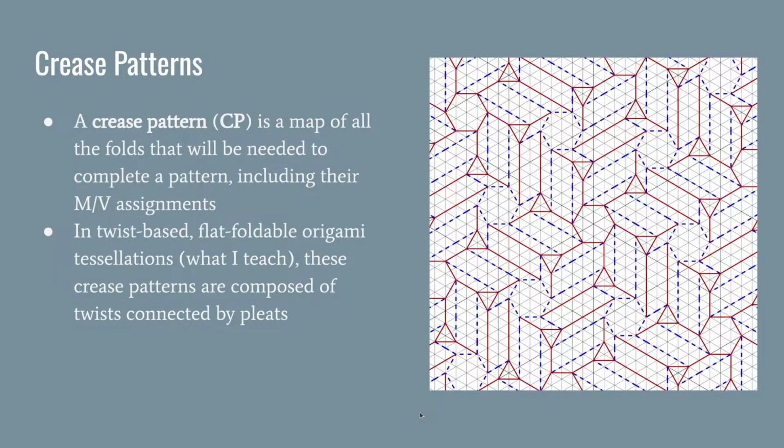And then there's crease patterns. We've seen some crease patterns earlier for the pleats and pleat intersections and twists. This is a map of all the folds that will be needed to complete a pattern, including their mountain valley assignments. And for twist-based flat foldable origami, which is what I teach, these crease patterns are composed of twists connected by pleats.